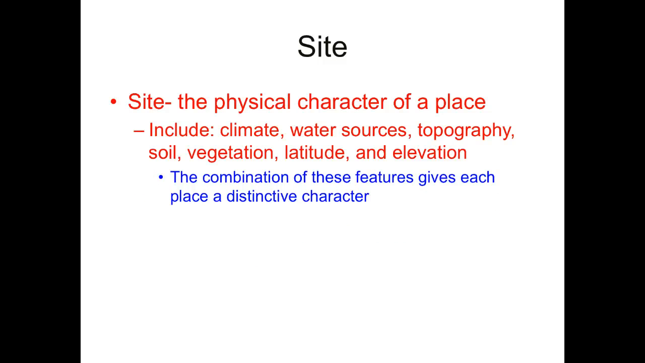In terms of site, we're looking at the physical character of the place. A good way to keep site and situation separate in terms of your understanding would be to think about situation as describing how you might arrive at a place. Site are the characteristics that you are going to find when you actually get there.